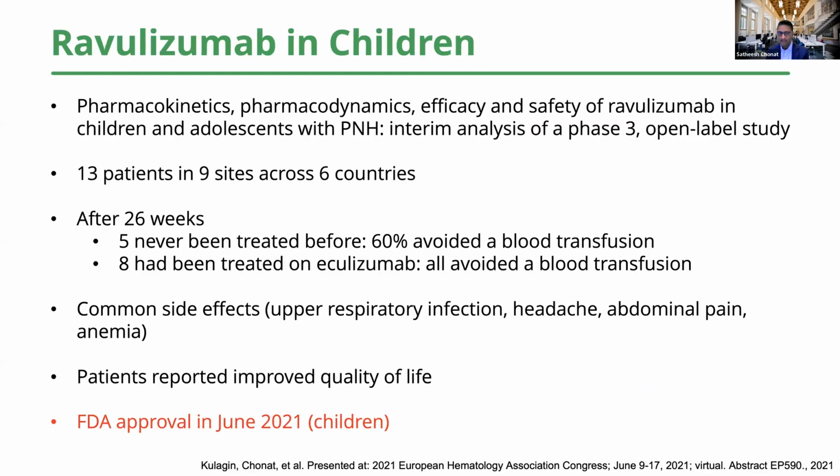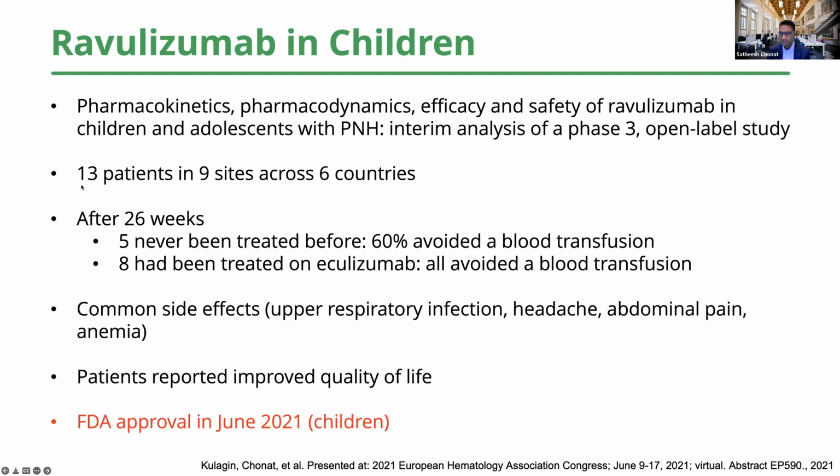Now, so far we have only one FDA-approved medication for children and adolescents with PNH, which is ravulizumab, or Ultomiris. And this was a study which is ongoing, where they looked at how well it works in children. So what we call pharmacokinetics and pharmacodynamics, in terms of how the drug goes through the body and gets metabolized. We also looked at how well it blocks the complement and whether they become transfusion independent, what's called efficacy. And they also looked at the safety of this drug.